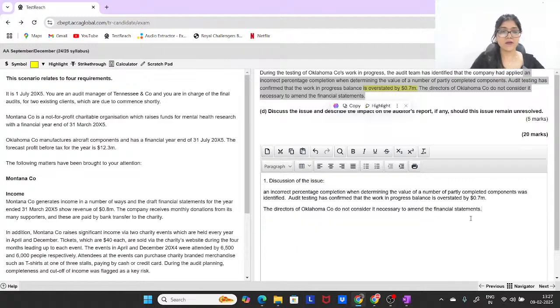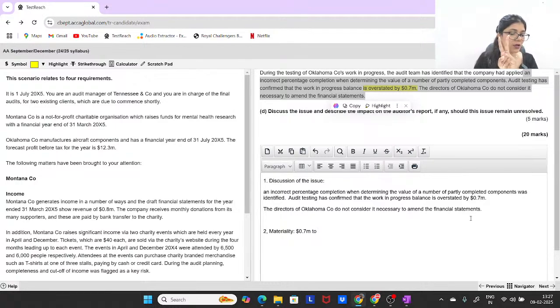Financial statements, right? This is what you will be writing. So now you will be talking about the second thing, which is your materiality. Guys, quickly let me know what is the materiality of this. We will be comparing $0.7 million to what? Two things we'll be comparing.